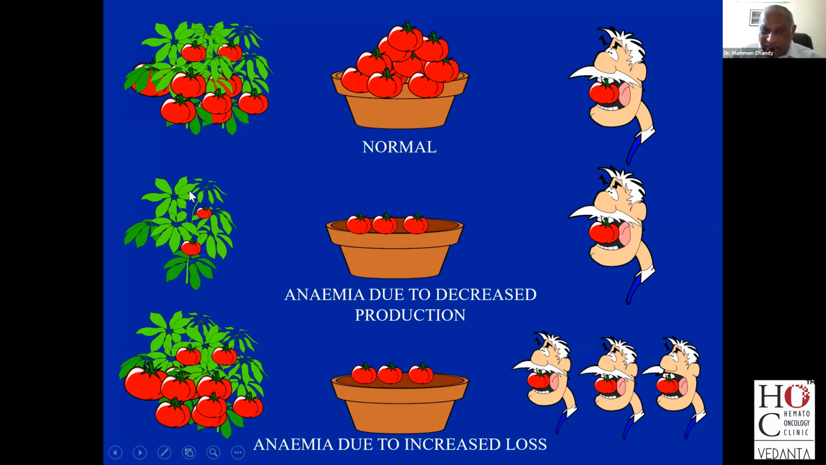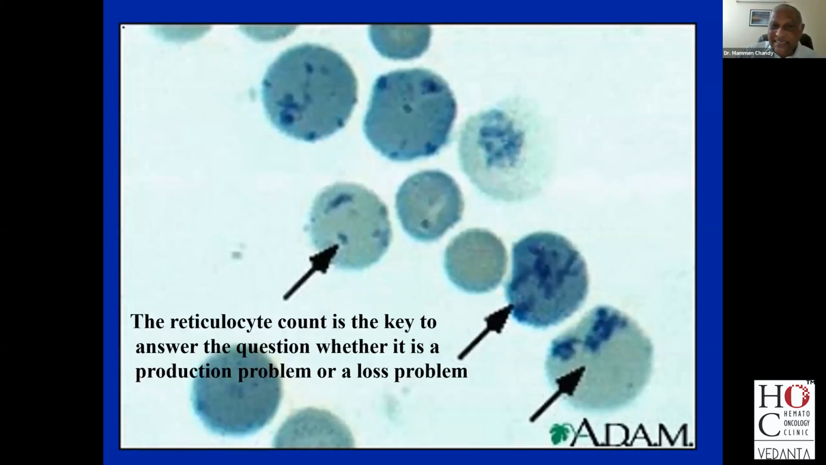Now here, the field has been damaged by pest or no rain or whatever. So there is no production, no tomatoes in the shop. Consumption remains the same. And here you have no tomatoes in the shop, but there's absolutely no problem with the production. It's just that it's festival time and people have been buying all the tomatoes. So simple algorithm. Is it a production problem? Is it a loss problem? Now, what is the single test that can help answer this question?